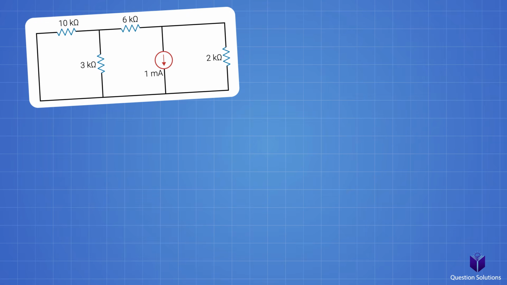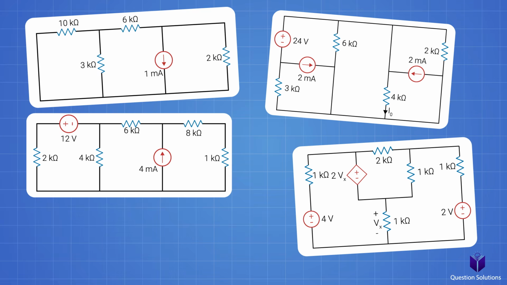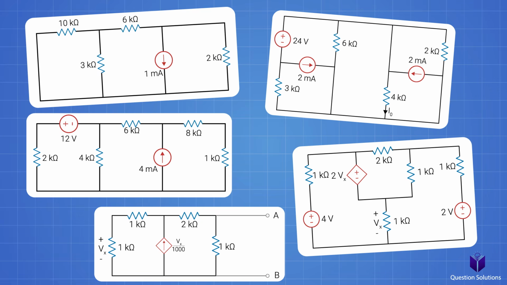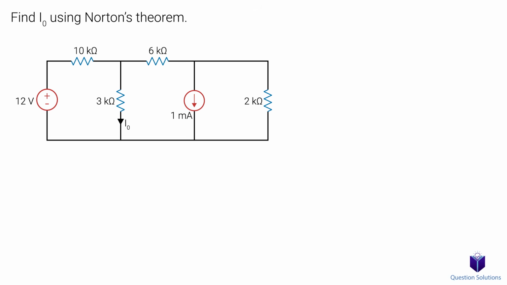Now let's go through a few examples to really understand how to use Norton's theorem. Let's start with a nice simple example where we need to find I0 using Norton's theorem. So I0 is the current flowing through this 3K ohm resistor. That's our load and we can remove it.